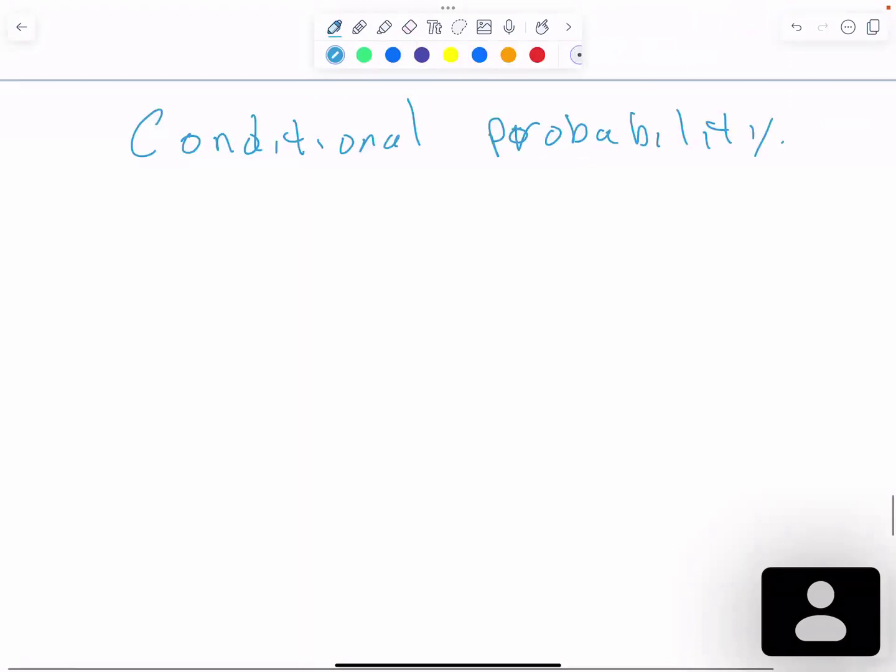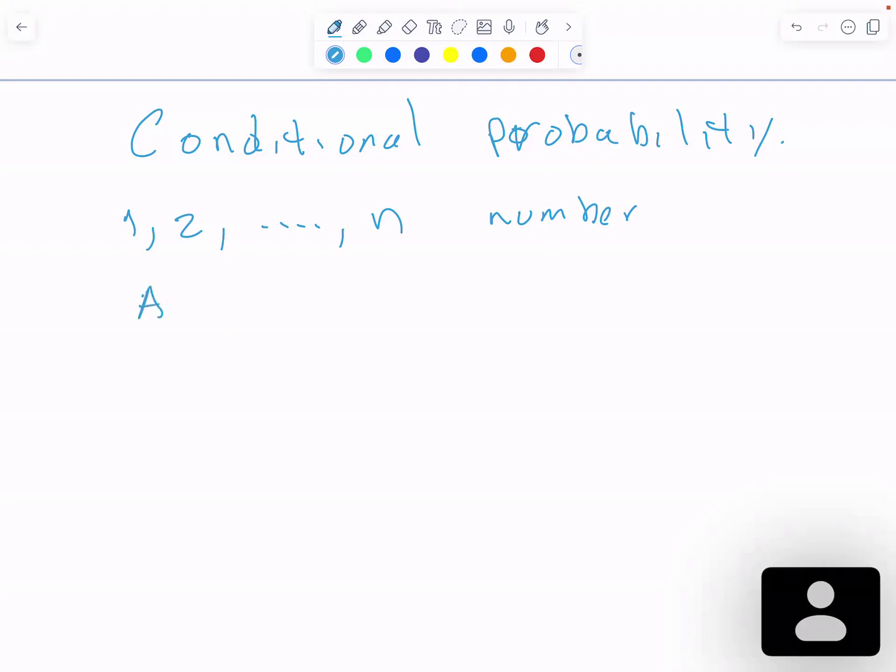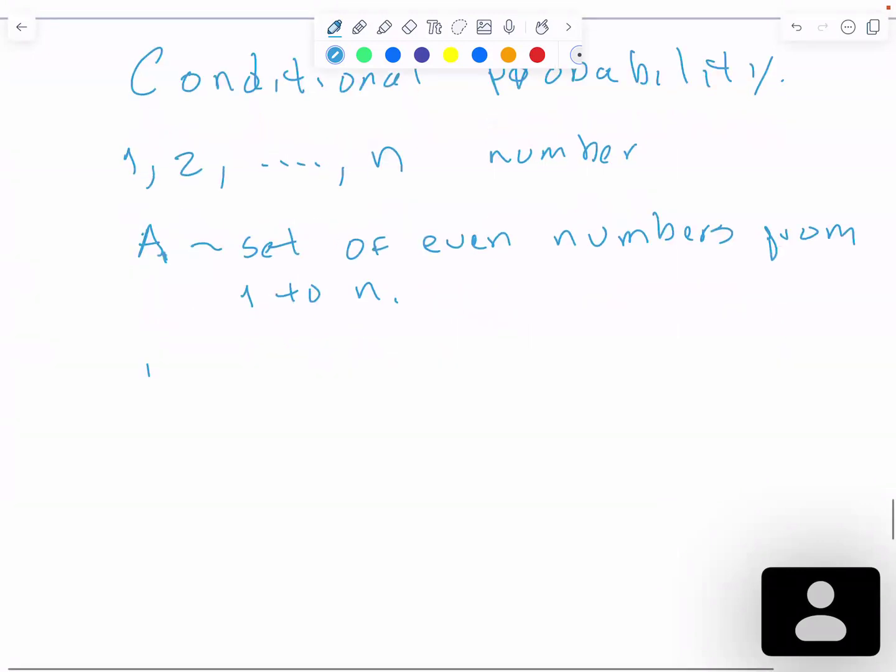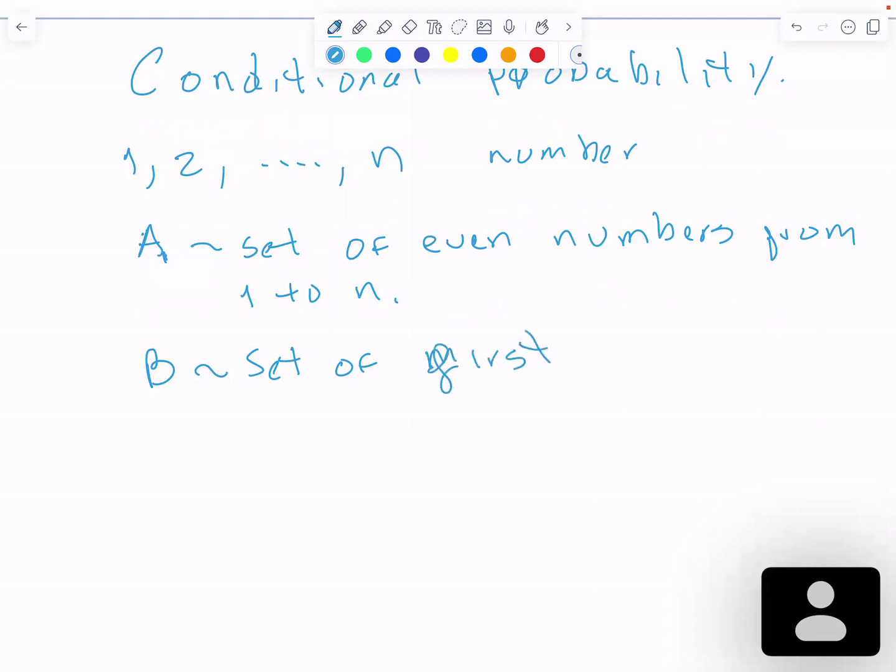Suppose I have n numbers, n consecutive numbers, from 1 to n. We'll define A as the set of even numbers from 1 to m. I will define B as the set of the first m consecutive numbers.